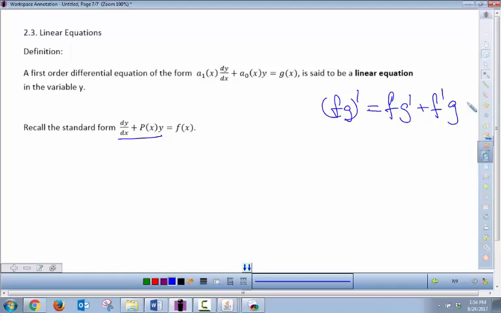Yeah. Okay. So if that's the product rule, and if I look at the g function in my product rule and look at the left-hand side of the standard form of my first order linear differential equation, we can pretend like g is equal to the y function. So maybe we can pretend that this is y.